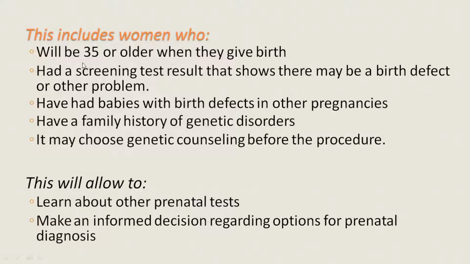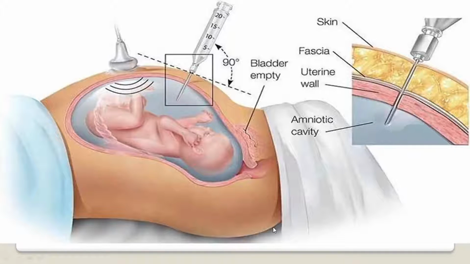This includes women who will be 35 or older, those who have a screening test result that shows there may be a birth defect or other problem, those who had other babies with birth defects, or have a family history of genetic disorders. They may choose genetic counseling before this procedure. This is allowed to learn about other prenatal tests and make informed decisions regarding options for prenatal diagnosis. This is how we collect the amniotic fluid for amniocentesis.